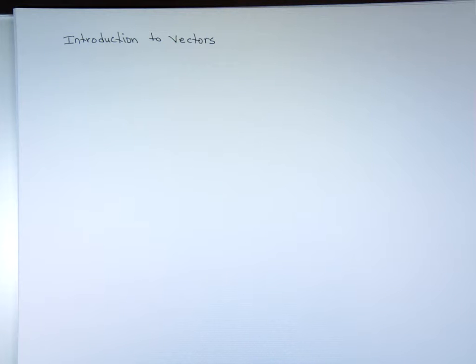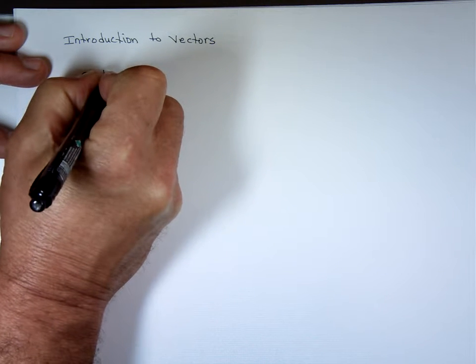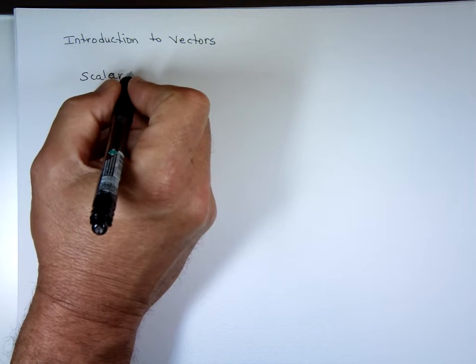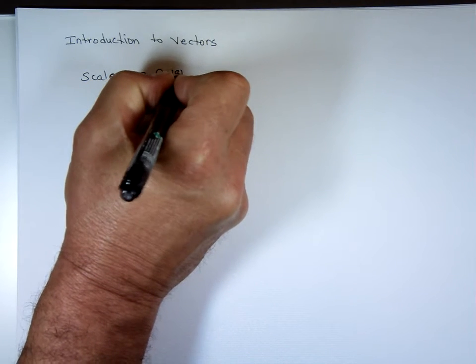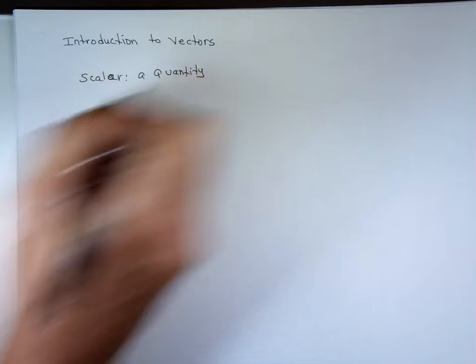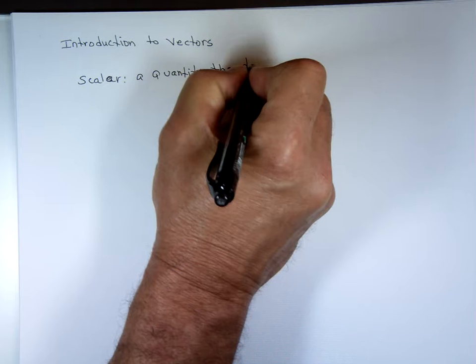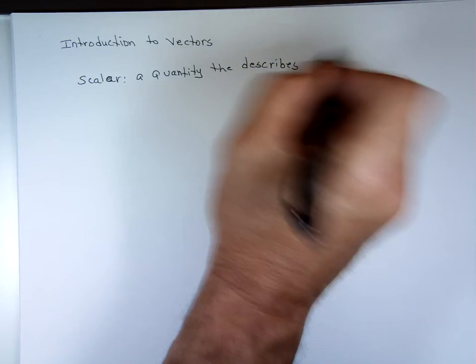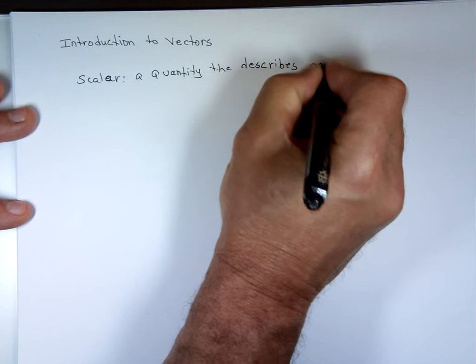Two things, vector versus scalar. Scalar: it's actually a quantity that describes, or described, maybe instead of described, how it describes only the magnitude.